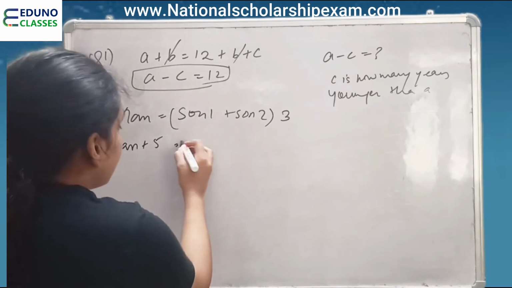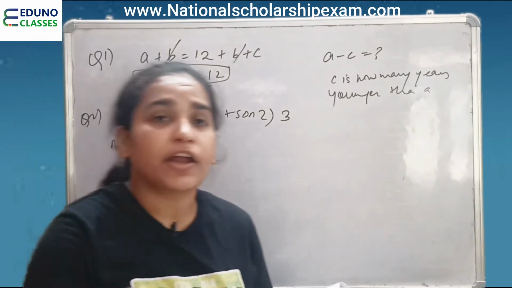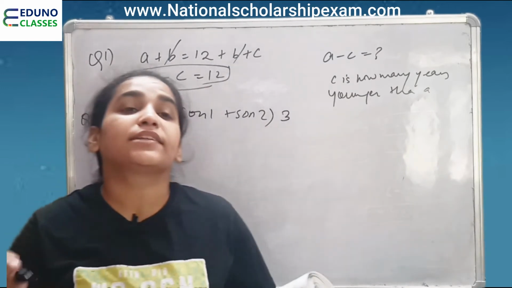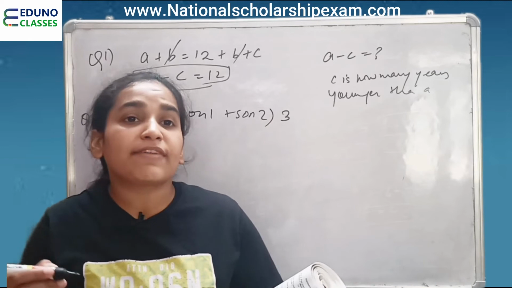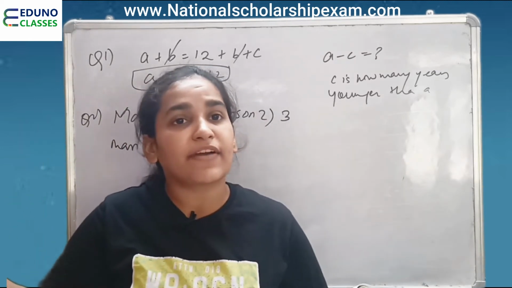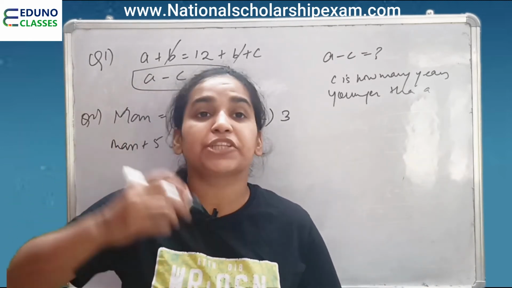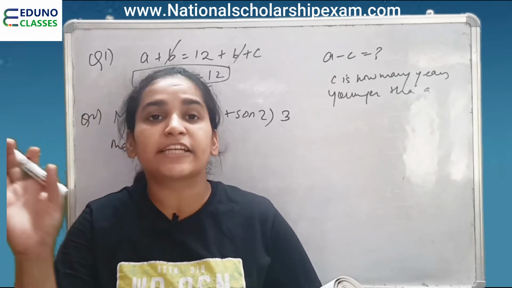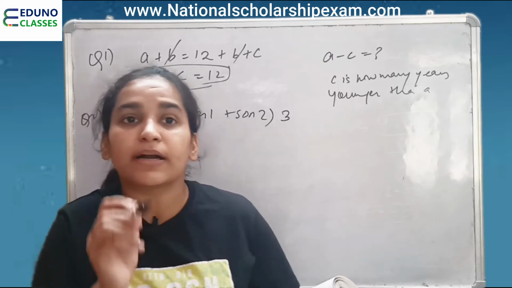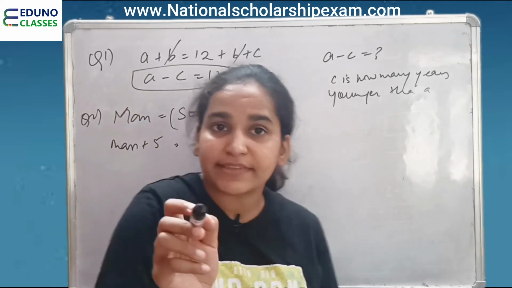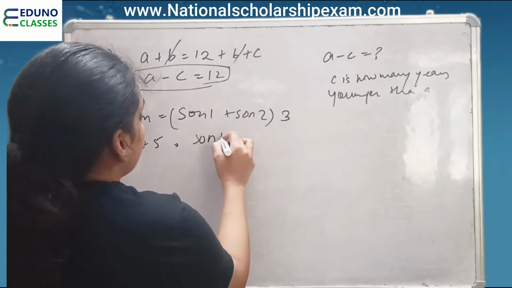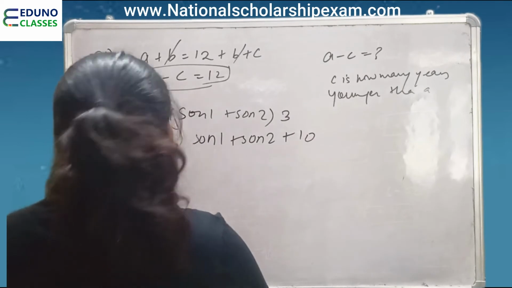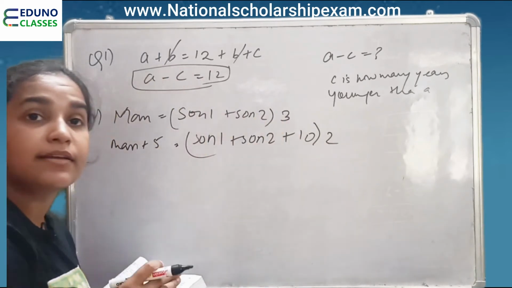So man plus 5. Now if your age is 10, your brother's age is 15. 5 years from now, what is the sum of your ages? Your age will be added by 5 and your brother's age will be added by 5. So in total, your age plus your brother's age plus 10. Here we will do son 1 plus son 2 plus 10. And it is saying this time it is double.